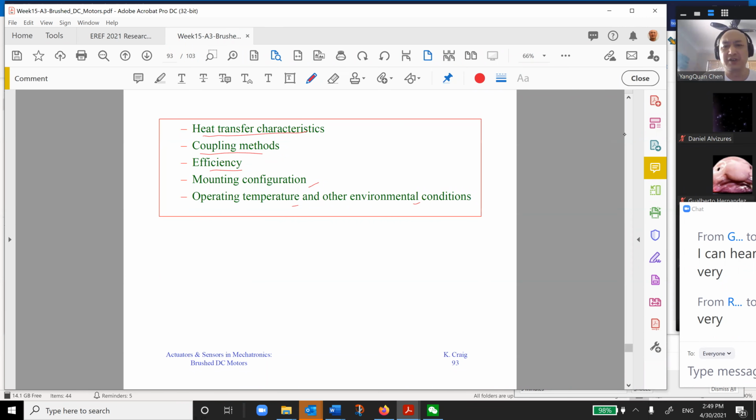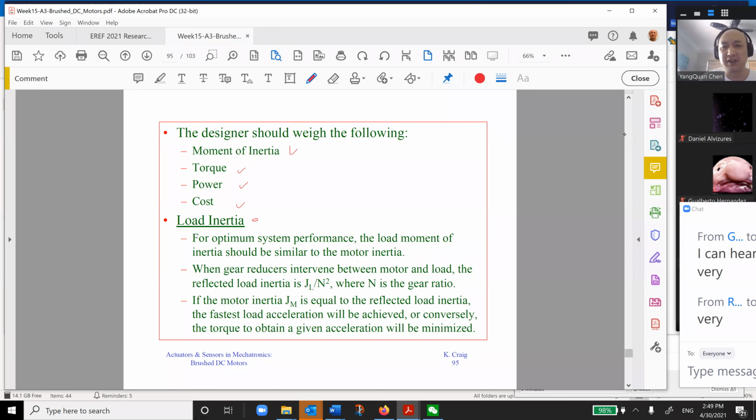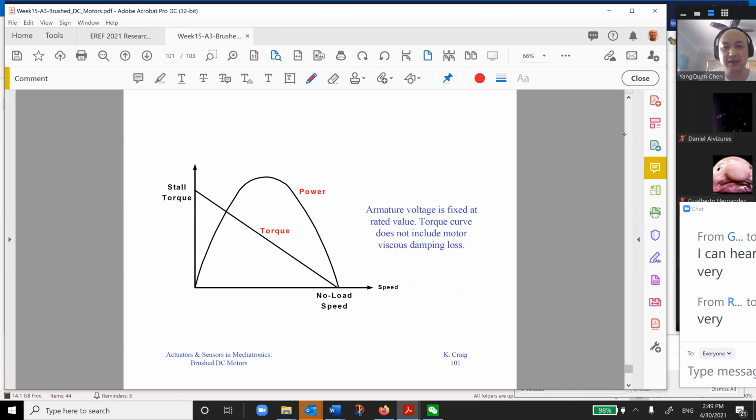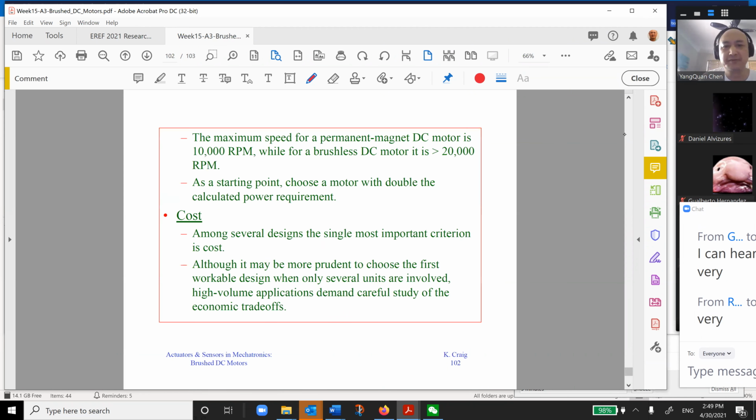Also heat transfer and shaft coupling method. There are different ways to couple the shaft to the load. Efficiency, mounting configurations, different mounting options, and temperature and humidity, perhaps. Okay, so these are the explanations. We can quickly go to that. We have seen this already. Of course, the final value is cost, okay?